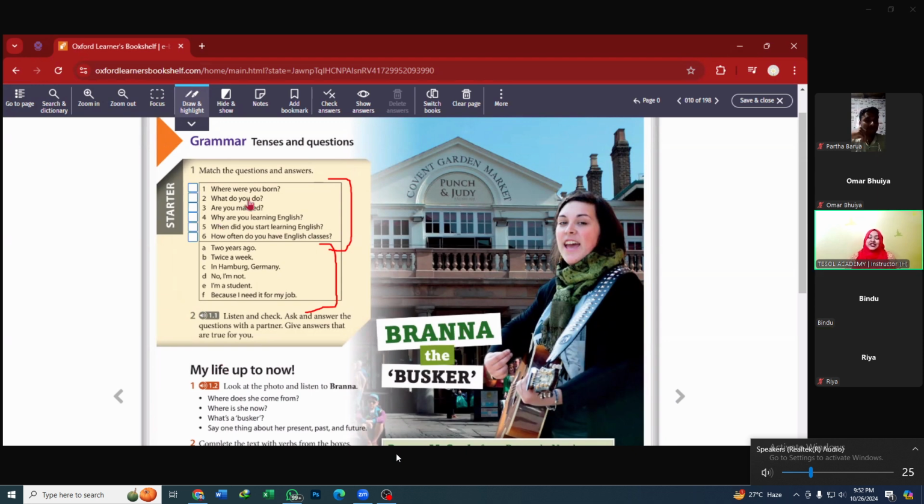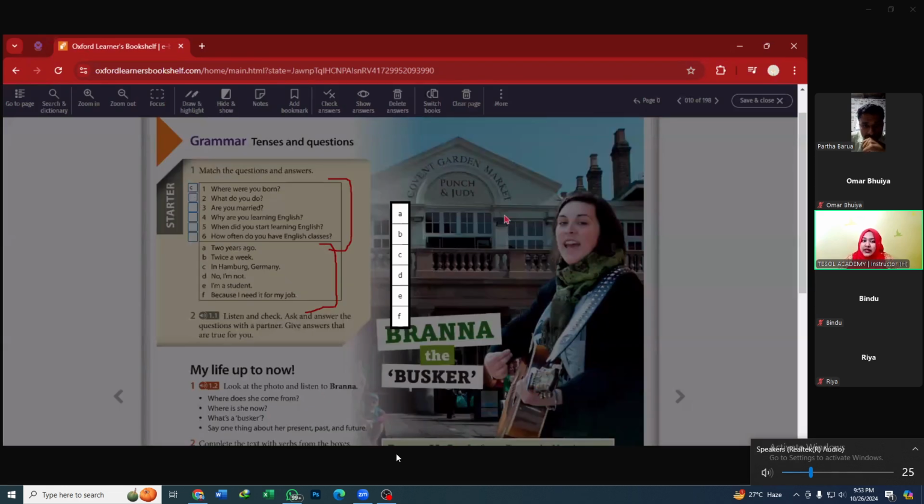Very good. Excellent. So now that we have read all 6 questions, there are 6 answers given that are not in order. We have to correctly match these. So we will do it quickly. So let's start with Mr. Partho. Where were you born? What will be the answer? The answer is C. In Hamburg, Germany. C, in Hamburg, Germany. Okay, Miss Bindu, number 2. What will be the answer? What do you do?